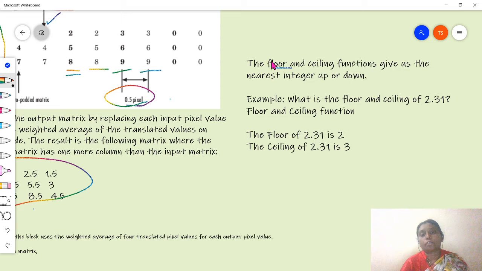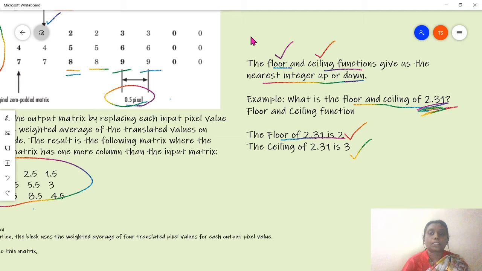What these give are the nearest integer values, up or down, given by the floor function and the ceiling function. For example, the floor of 2.31 is 2, and the ceiling of 2.31 is 3. So in this way we are applying the interpolation technique to process the image.